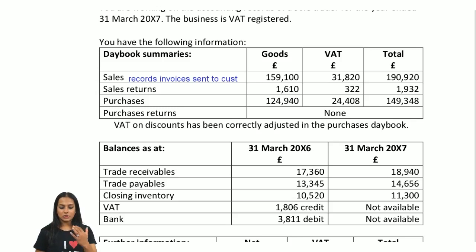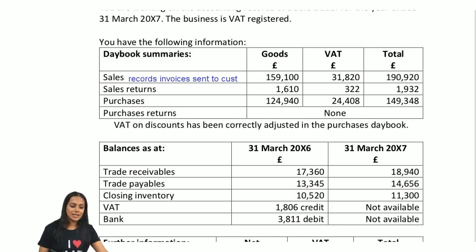The total amount of goods will represent the amount that your customer owes you, but the VAT amount is the amount that you collect from the customer, and that is going to be payable to HMRC. The net amount will be the amount that you will record as your sales. And that's a description of the sales daybook.